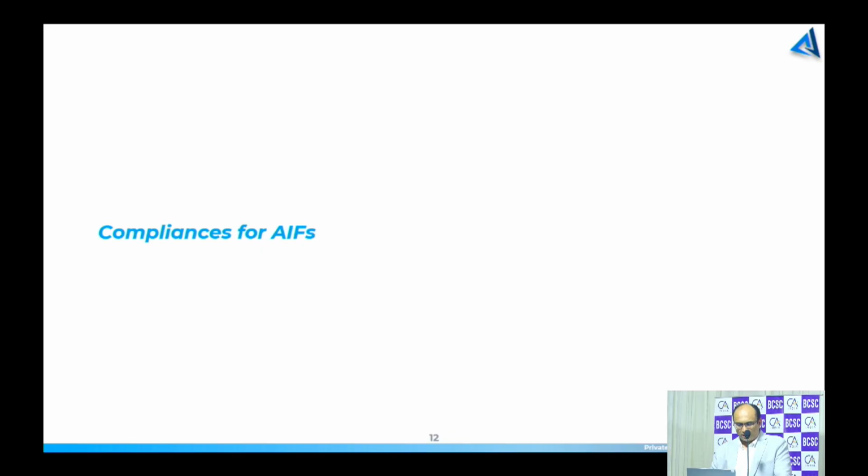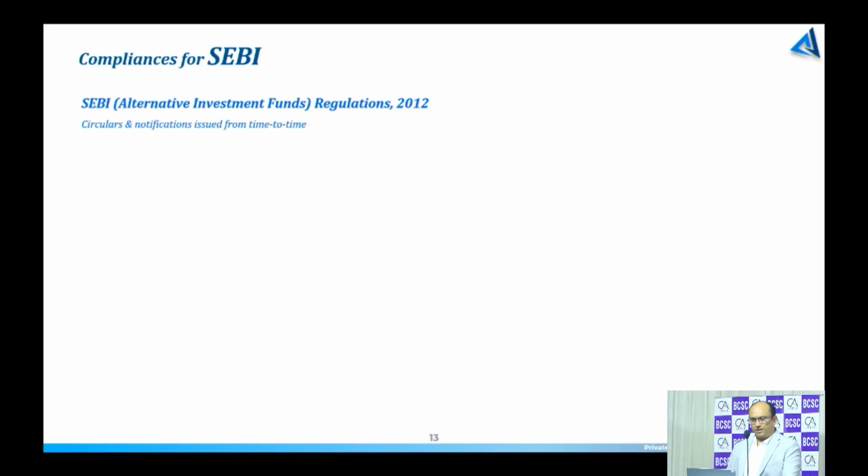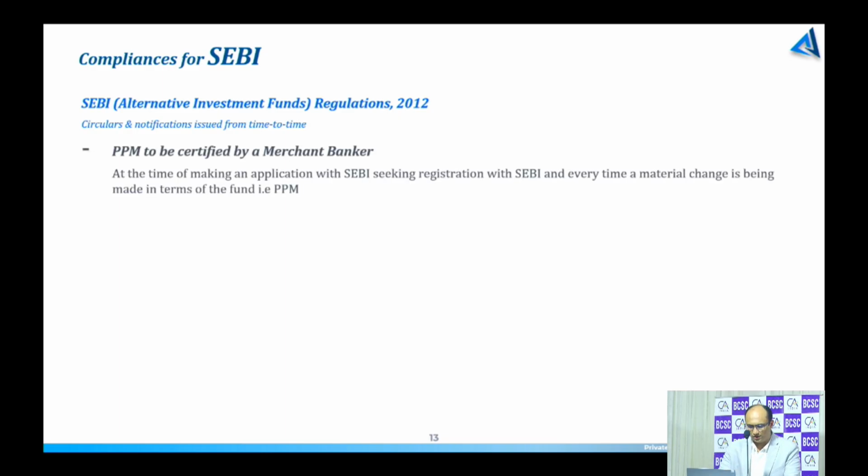What are the key compliances? First, let's look at SEBI compliances. The SEBI AIF Regulations 2012, amended from time to time, along with circulars and notifications, govern this. The PPM is to be certified by a merchant banker, which is what we saw. At the time of application, the first certification is received.